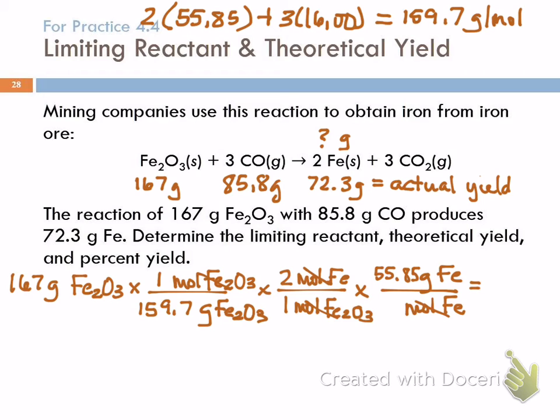If this was a final answer, we would have 3 sig figs here, 116. It's not our final answer, so I'm going to carry 2 extras, and the units are grams of iron. I'm going to have to use my theoretical yield in the percent yield calculation.